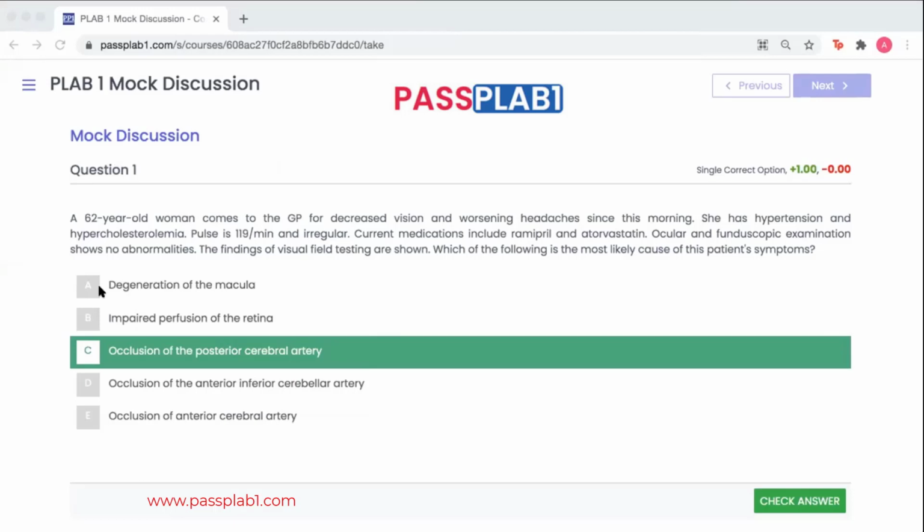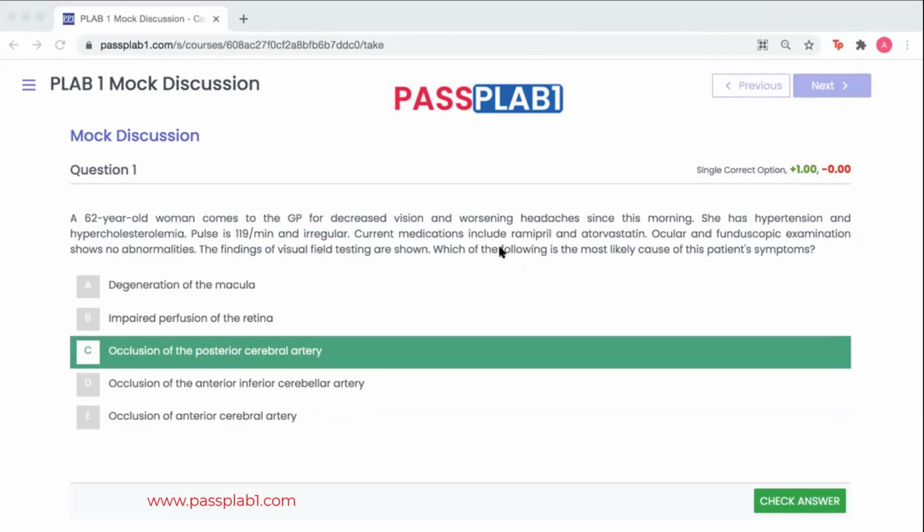So you had a 62-year-old woman who comes to the GP for decreased vision and worsening headaches since this morning. She has hypertension and hypercholesterolemia. Her pulse is 119 and irregular. Her current medications include ramipril and atorvastatin. Ocular and fundoscopic examination show no abnormalities. The findings of visual field testing are shown. Which of the following is most likely the cause of this patient's symptoms?